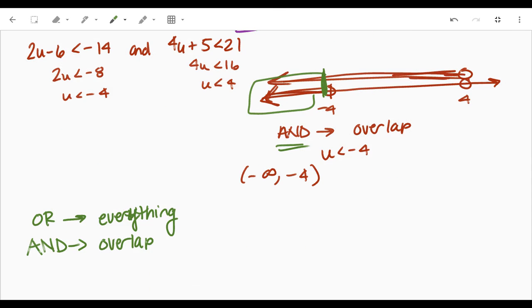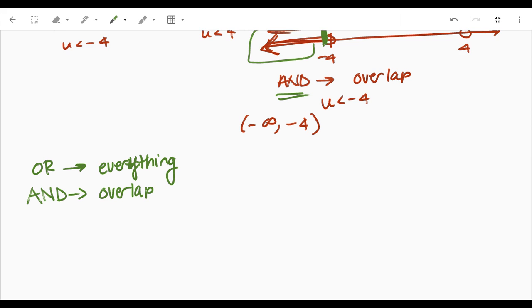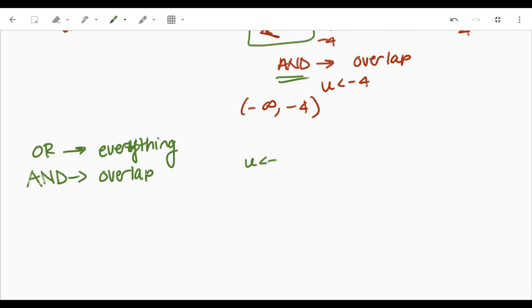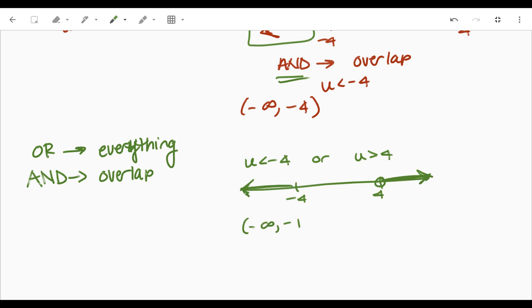Okay, if we had it the other way around, so if we had something like u is less than -4 or u is greater than 4, so our -4 and our 4, then we could have -infinity to -4. And this union means that we would also include 4 to infinity, because we would just include everything that we shaded. Oops, I should have an open circle there.